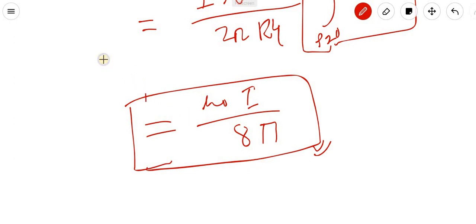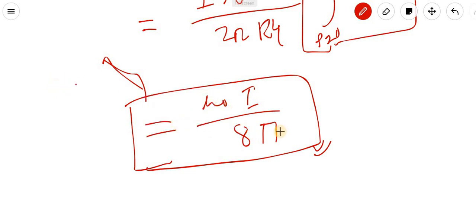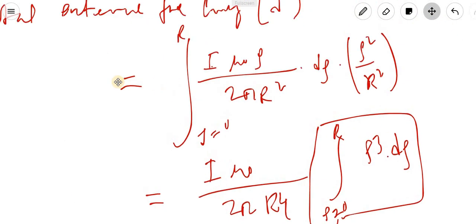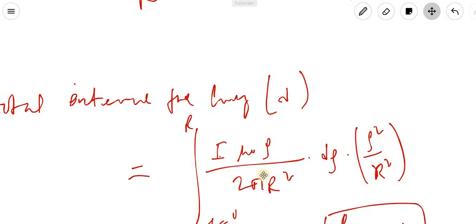So it is clear that the internal flux linkage doesn't depend on the size of the conductor, meaning it does not depend on the radius of the conductor, r. Okay. So internal flux linkages do not depend on this r, the radius of the conductor. That was due to the internal magnetic field intensity.